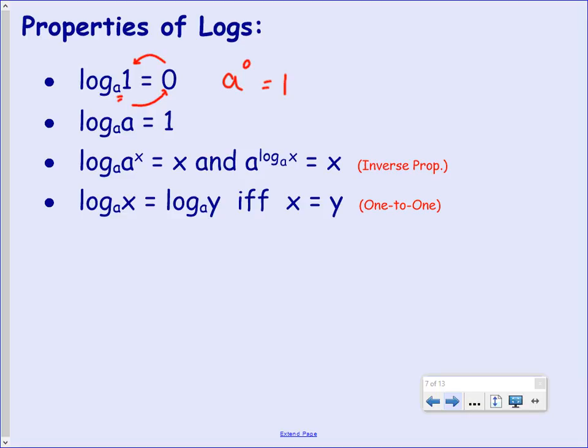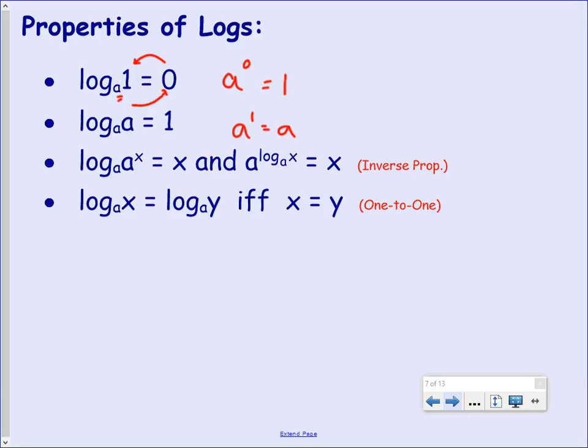And then similarly, the next statement makes a lot of sense when you think about it in an exponential equation. So this one is saying a to the first equals a. Do you agree with this exponential equation? Yeah, anything raised to the first is itself. So a log base a of a, if the base matches what you're taking the log of, then that will always be 1. So that will always be true.